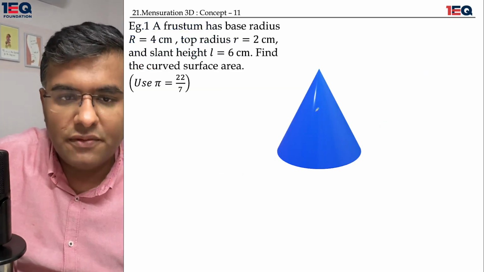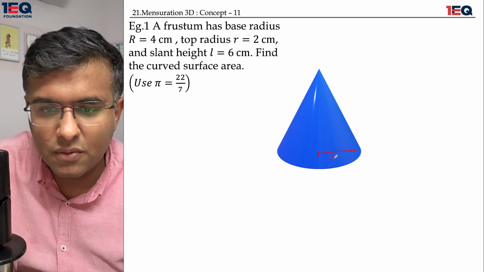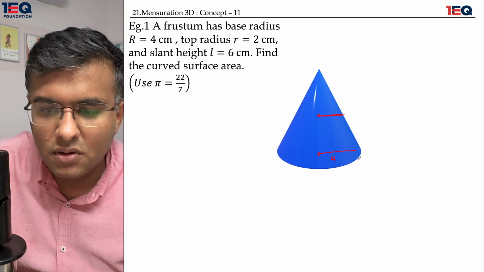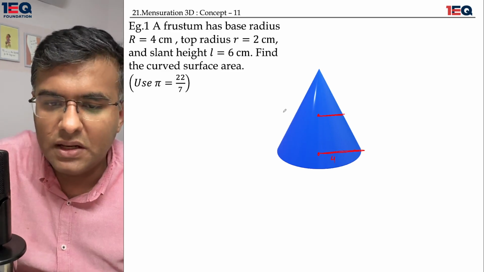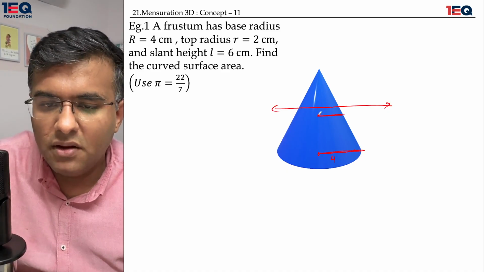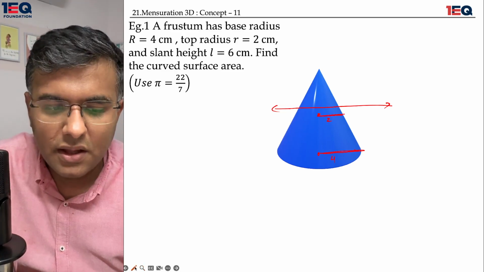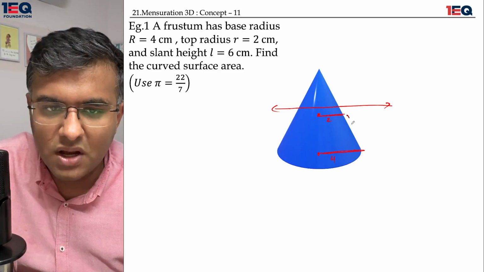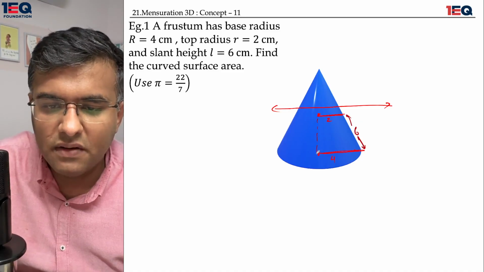Now, a frustum has a base radius. This is the base. It has a base radius of 4. It has a top radius of 2. Okay, I have still drawn a cone. When I had a frustum in mind, I still drew a cone, but need not worry. Let's assume the frustum is cut from here, and this is the small r radius and this is the capital R radius. Now, do we have a slant height? Yes, we do, which is equal to 6.